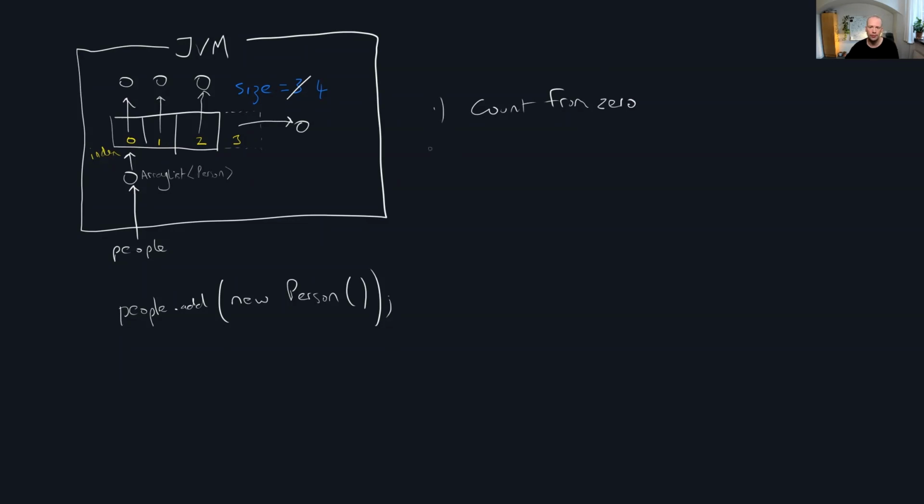Also, if you want to get the last element, if you don't know how many elements you have added, the last element can be simply got by saying, get me the size of this array minus 1. Because 4 minus 1 will give us the last element, which is a nice way to do it.